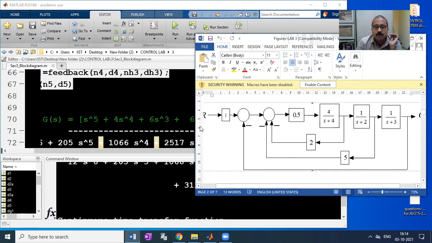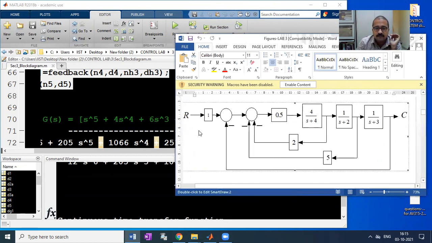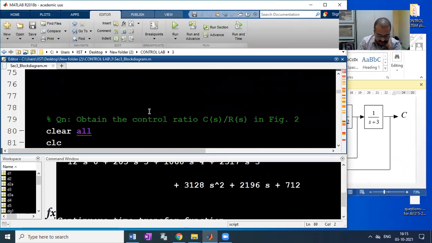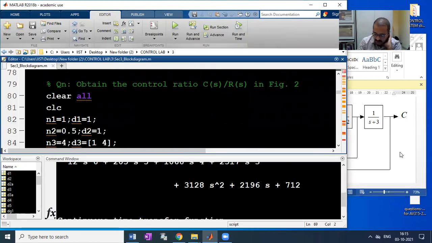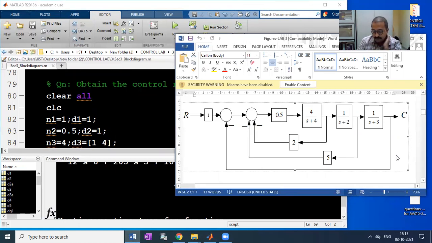Assume that this is the problem that we need to solve. You are given a new block diagram here, right? 0.5, 4 by s plus 4, 1 by s plus 2, 1 by s plus 3. Then that's a negative feedback with a gain of 2, another negative feedback with a gain of 5, and a unity gain with a feedback of 1. So how to solve this? Here I will use a different strategy.